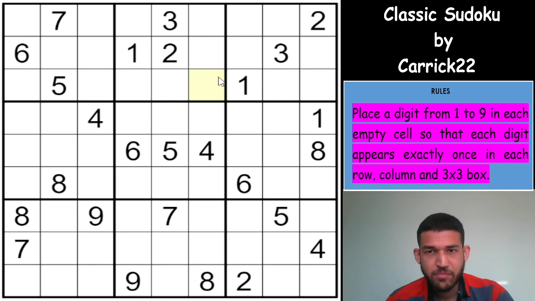So let's start by placing corners. It's been quite a while since I solved a classic Sudoku. I've been covering variants mostly on the channel recently, so this would be a nice change for me.